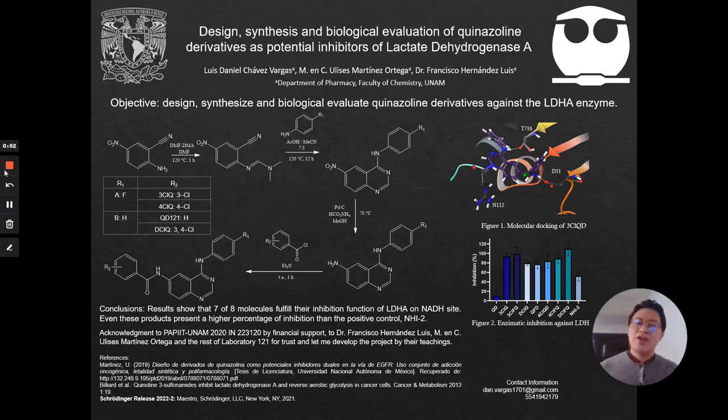Why is it necessary to evaluate the inhibition function on LDH? The enzyme lactate dehydrogenase catalyzes the oxidation of pyruvic acid to lactic acid, and there is information that its increase is in accordance with the rate of duplication of neoplastic cells, with a directly proportional relation to tumor volume.